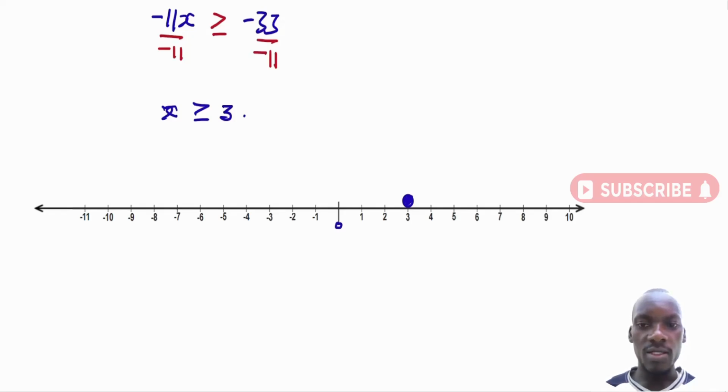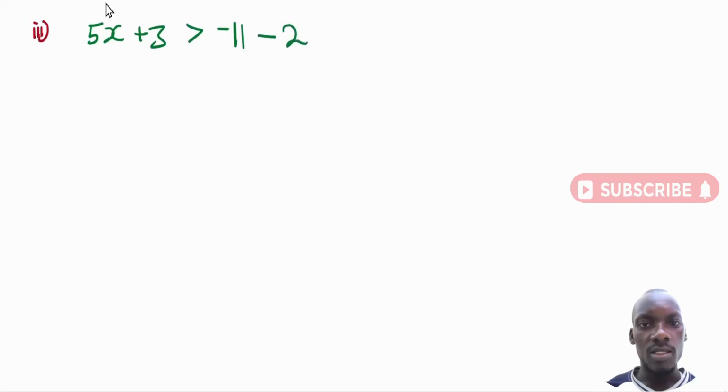So of the 4 and 2, which one is greater than 3? So it is this direction. That means the solutions take on this direction. And this is x greater than or equal to 3. This therefore becomes our correct answer for Roman numeral 2. Then for Roman numeral 3, it is here. We have 5x plus 3 is greater than negative 11 minus the 2x.